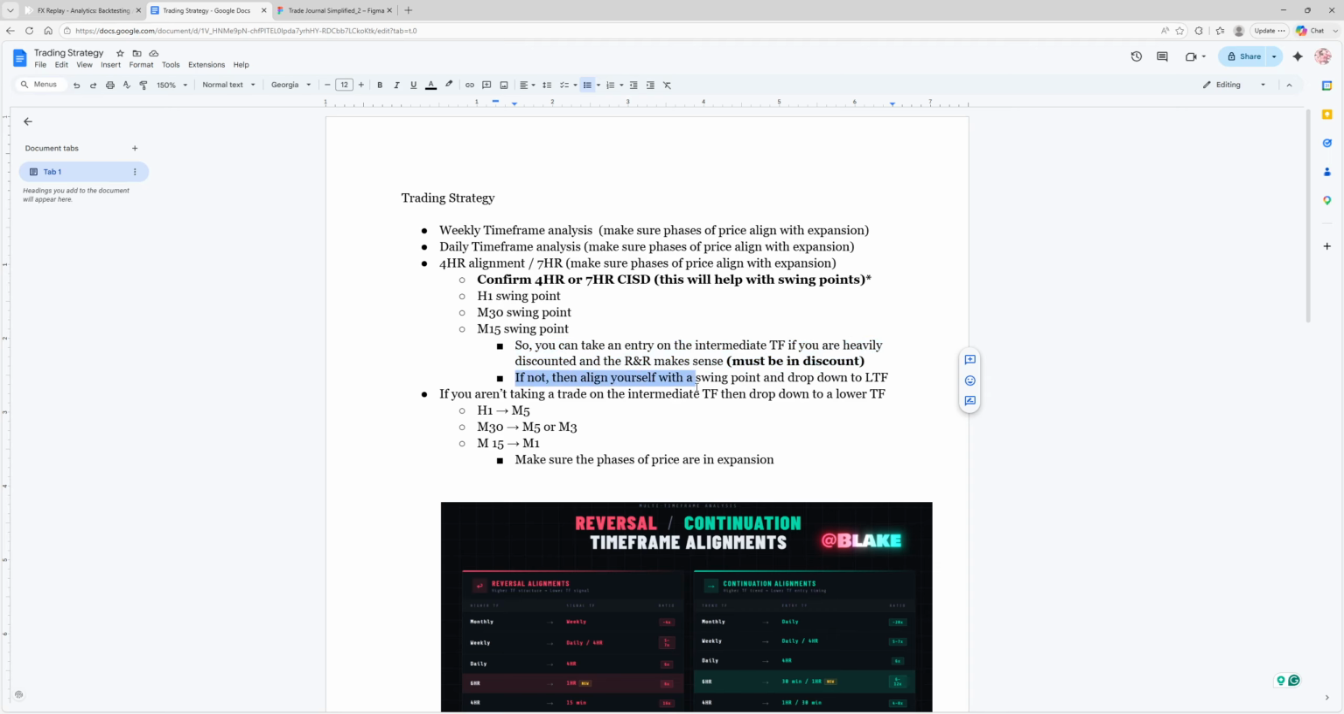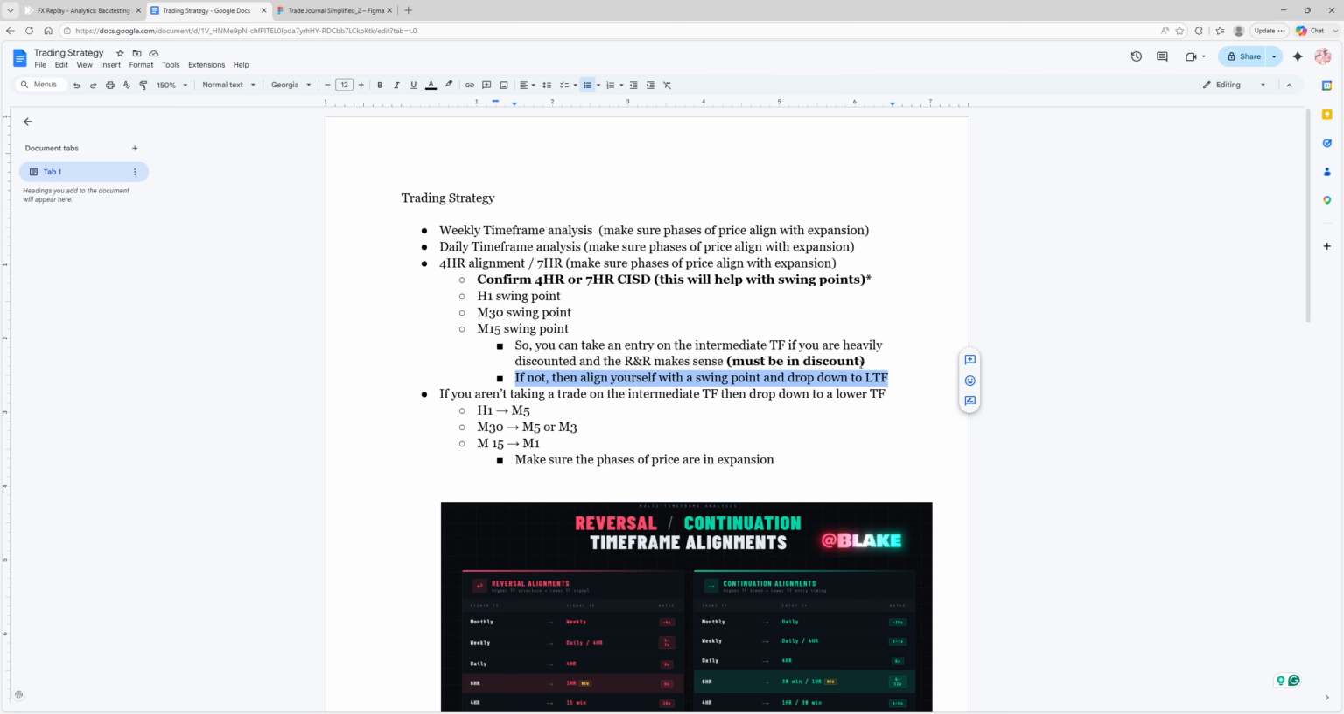Now if we are more than 50% of the way there, or if we're entering into a premium level, then I'll probably take a smaller time frame entry, just to be able to maximize that R&R. Otherwise, if I took it on the intermediate time frame, I probably wouldn't even get 1R. So yeah, that's that discretionary aspect of whether to take it on intermediate or lower time frame, and that's just a rule that I've come up with myself. I'm still testing this out, but so far it has worked.